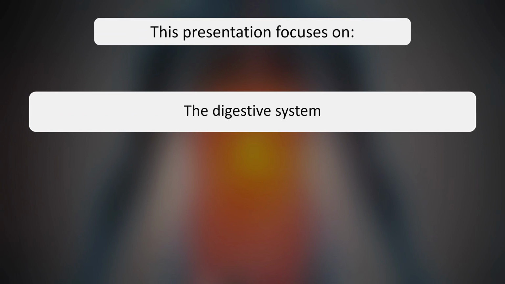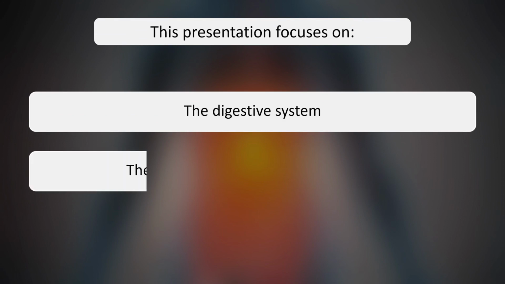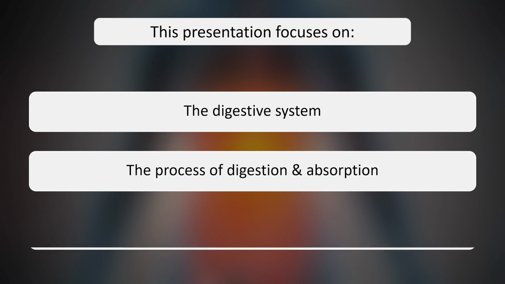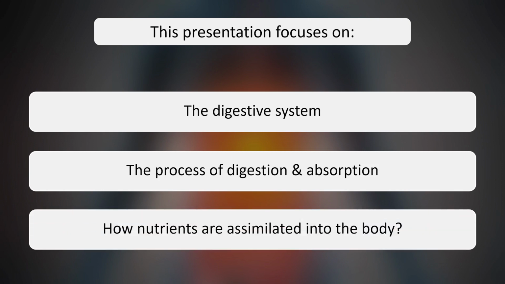Our lecture today will focus on the digestive system or the gastrointestinal tract. We will look at the different organs which are involved. We will look at the process of digestion and absorption. We will go further into how the different nutrients like the carbohydrates, fats, proteins are digested, how they are absorbed, and how nutrients are finally assimilated into the body. We've talked about the functions. How is it possible? So today we will look at the assimilation of these nutrients in our body.